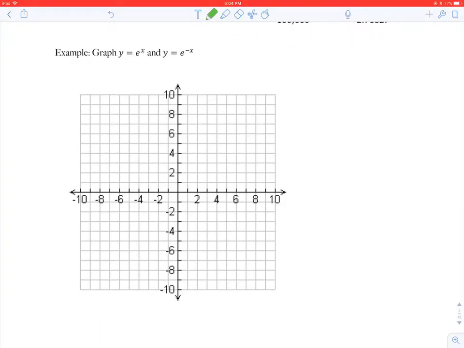Okay, so we could graph e to the x and e to the negative x, but basically for e to the x, e is a positive base that's greater than 1. So that graph will exhibit exponential growth. And if we have that negative there, this is equivalent to having 1 over e raised to the x power. So 1 over e lies between 0 and 1.